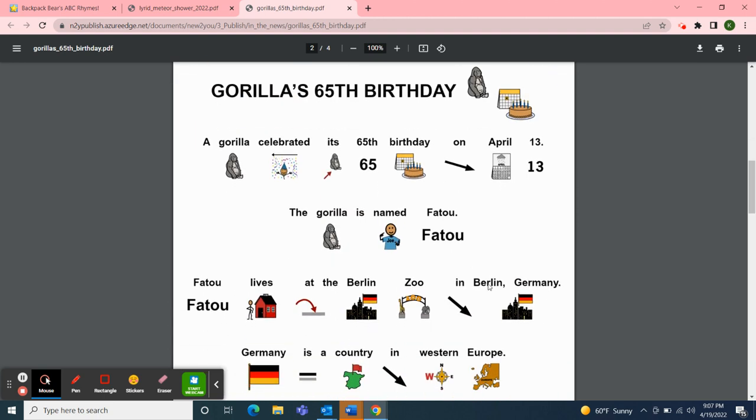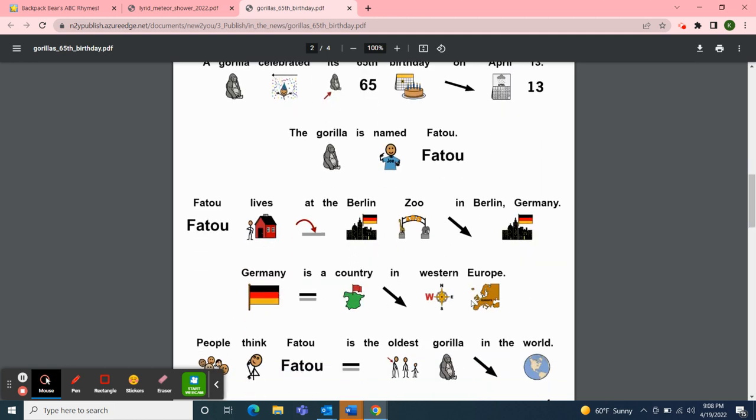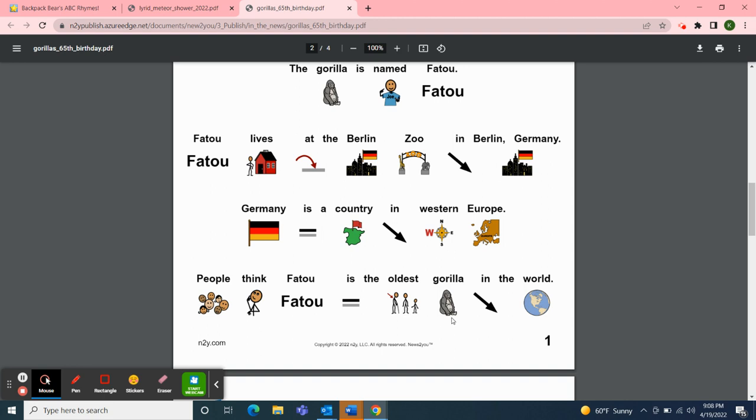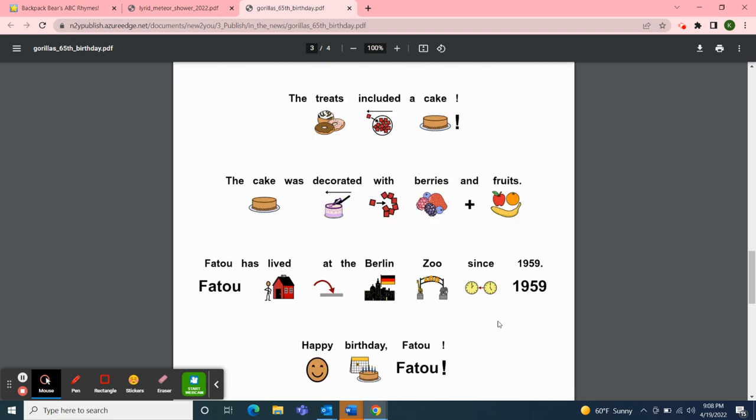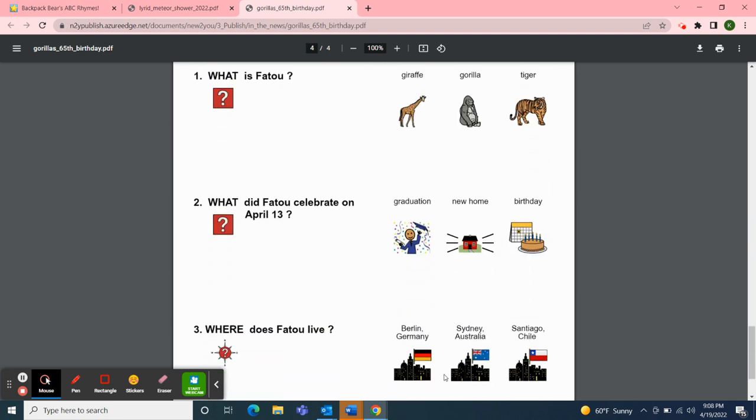Here we have the same article. This time we have pictures with the words, Gorilla's 65th birthday. A gorilla celebrated its 65th birthday on April 13th. The gorilla is named Fatu. Fatu lives at the Berlin Zoo in Berlin, Germany. Germany is a country in Western Europe. People think Fatu is the oldest gorilla in the world. Zookeepers gave special treats to Fatu. The treats included a cake. The cake was decorated with berries and fruits. Fatu has lived at the Berlin Zoo since 1959. Happy birthday, Fatu! Now for our review questions.